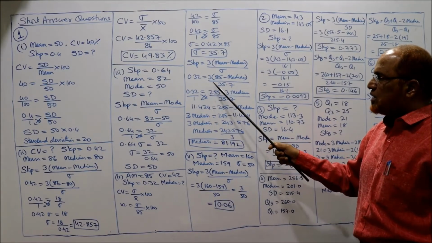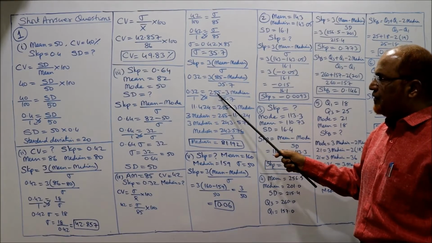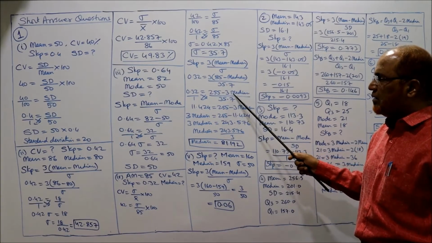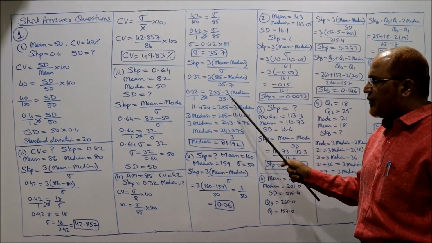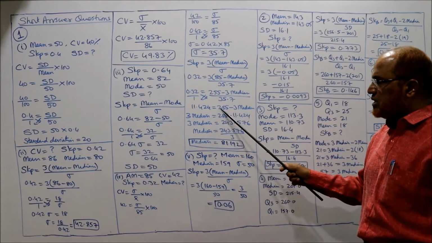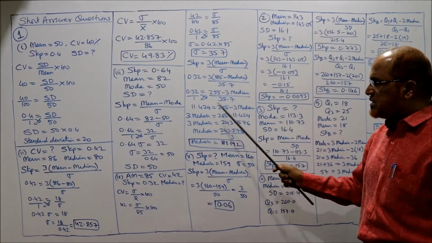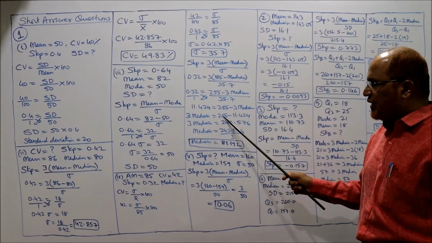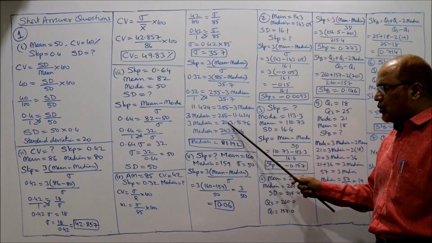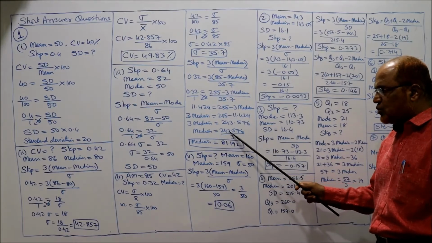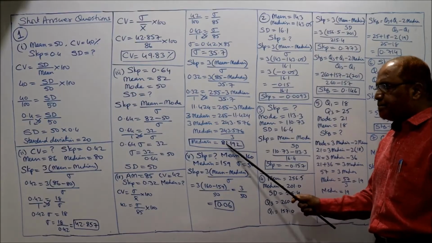So 0.32 is equal to 3 into 85. Open the bracket with 3. 3 into 85, 255. 3 into median, 3 median. Now cross multiply. So 0.32 into 35.7, you will get 11.424 is equal to 255 minus 3 median. Bring this 3 median to LHS, this minus goes to the other side and 3 median becomes plus. 255, this plus 11 goes to the other side and becomes minus 11. So 3 median is equal to 243.576. Median is 243.576 divided by 3, 81.192.